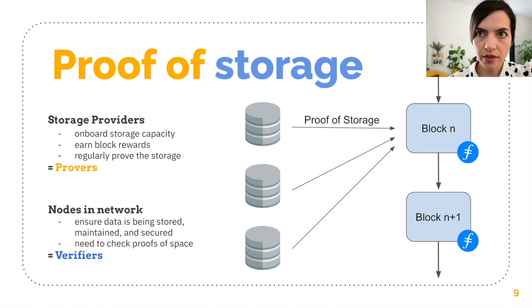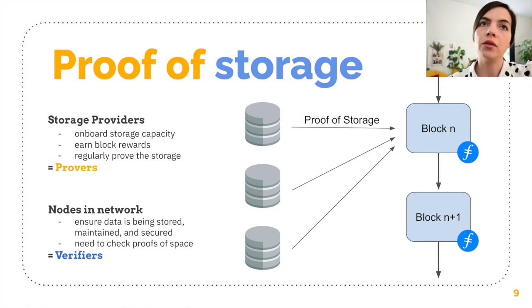So why are we using SNARKs? A good application is proof of storage, for example in Filecoin, where we have two actors. Storage providers onboard storage capacity to a decentralized network, and they earn block rewards in exchange. Because of this, they become provers in the system. They need to prove this storage is there for the network. Another part of the network is verifiers. They ensure the data is being stored. They check that the provers are maintaining and securing the data for the network.